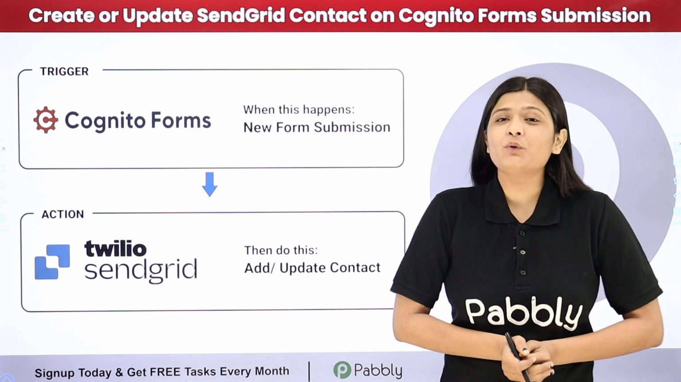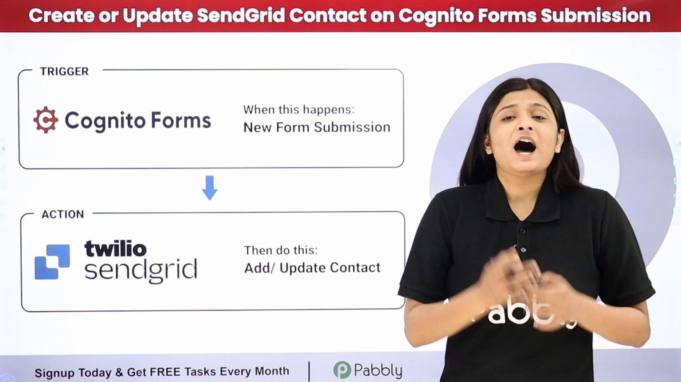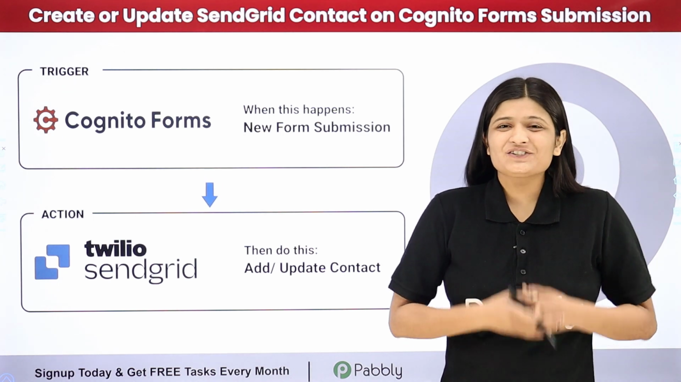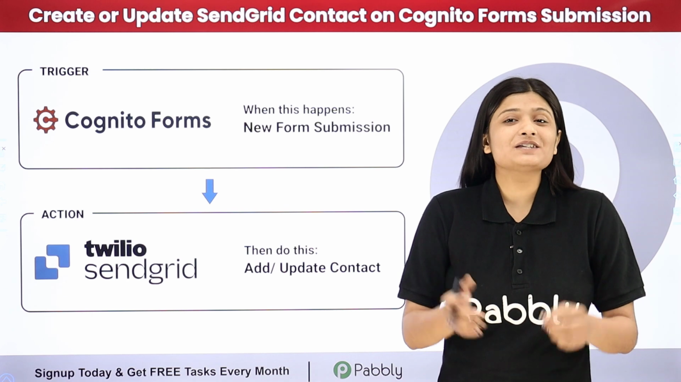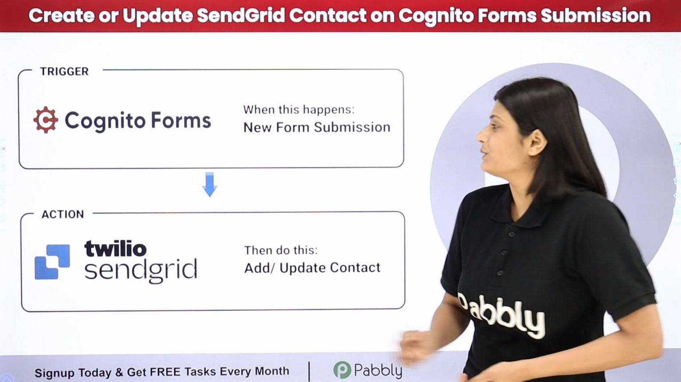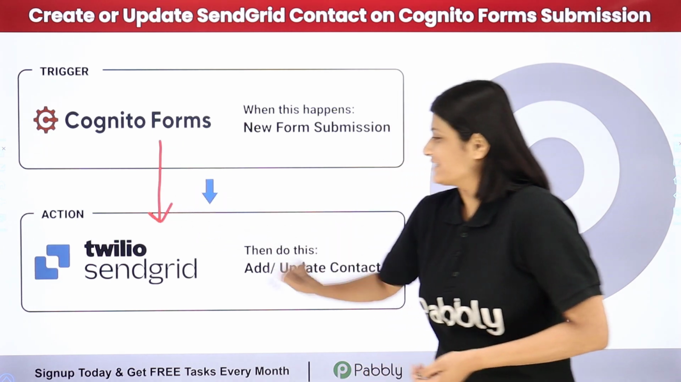Now as I completely want to automate this process, I'm going to use Pabbly Connect. So Pabbly Connect is an amazing automation and integration software which requires no coding or programming skills. Here I just need to build connection between Cognito Forms and SendGrid.